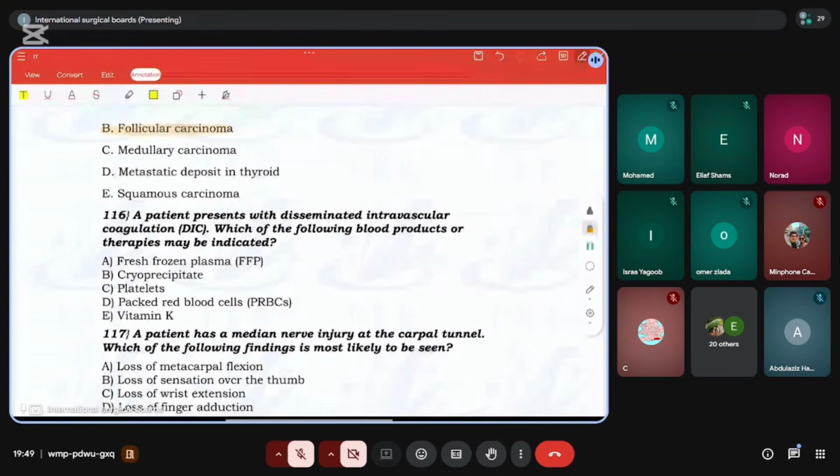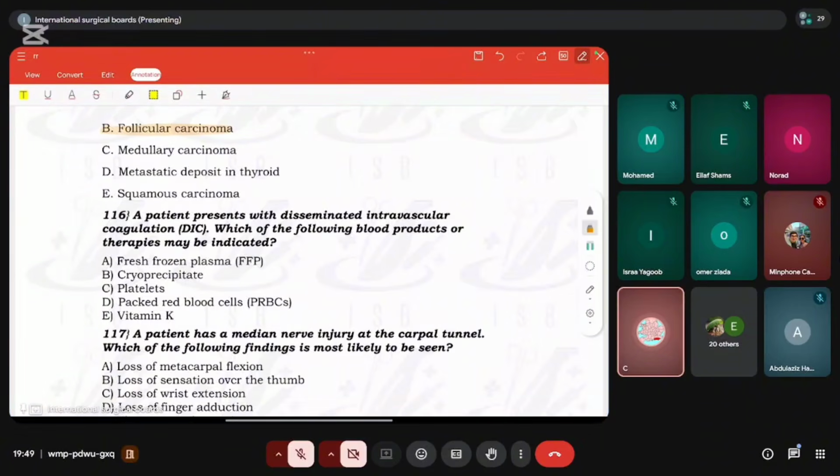All right, let's move on. A patient presents with disseminated intravascular coagulation, DIC. Which of the following blood products or therapies may be indicated? So I think the platelets get used up. So C, you want to give platelets maybe? Cryoprecipitate. Packed cells, maybe.